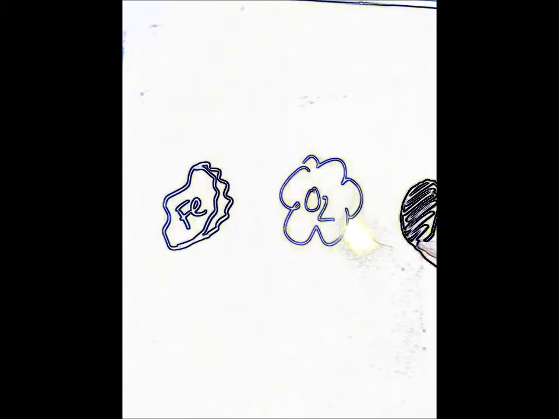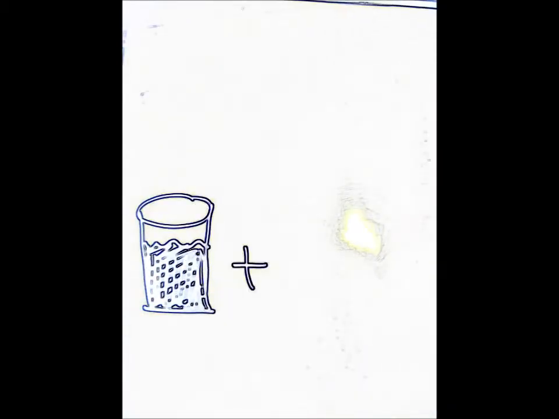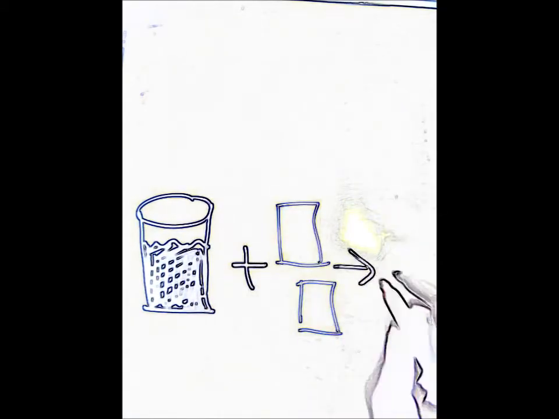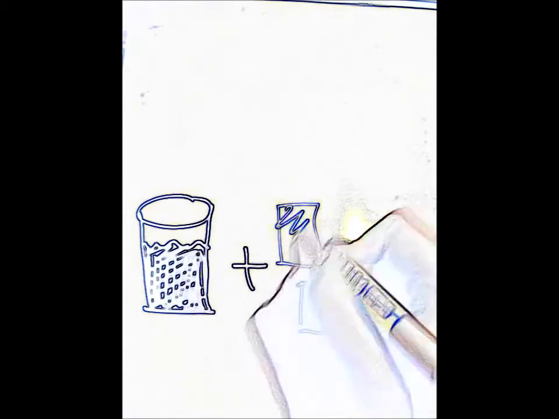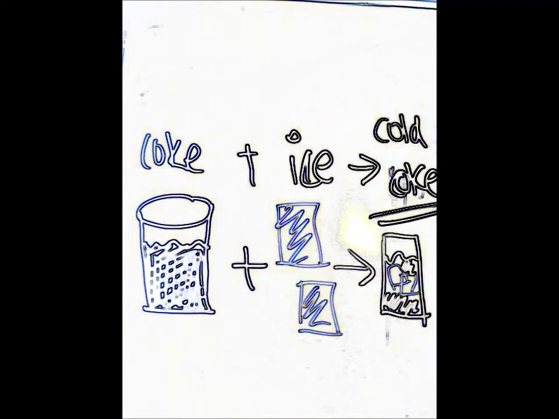Some real-world examples are iron plus oxygen combine to make iron oxide, or you can say the rusting of iron. Number 2, Coke plus ice creates the drink that you love to drink, and it is also a synthesis reaction. And lastly, carbon reacts with oxygen, which produces carbon dioxide.